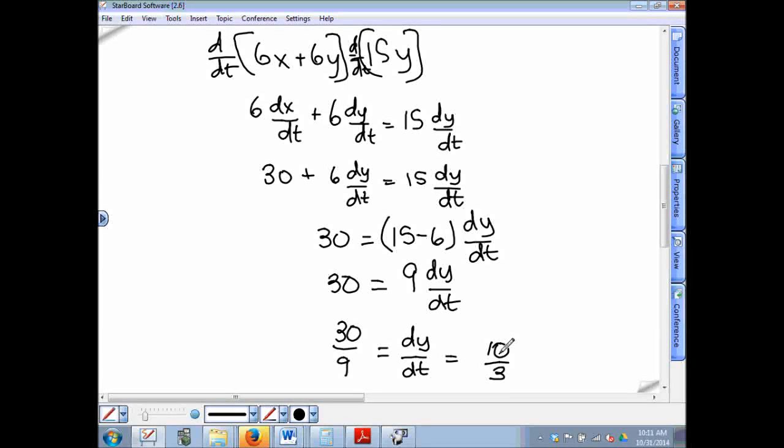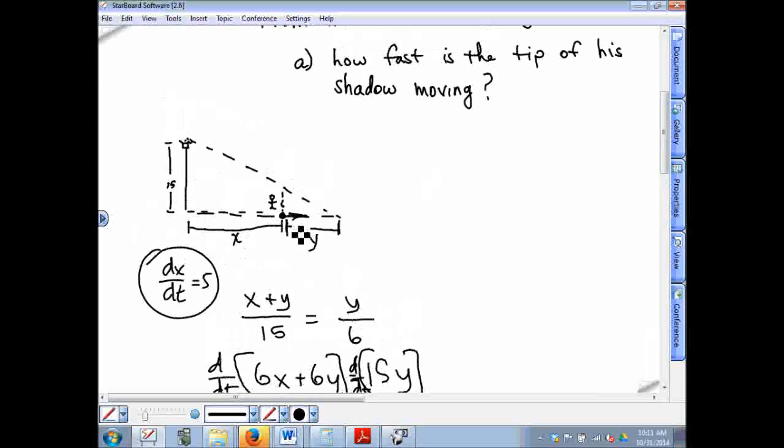Now hold on. I know dy/dt is 10/3, but that's not what I'm asking. What is dy/dt? If this is y right here, it's the rate that his shadow is lengthening out. But we want to know how fast the tip of the shadow is moving. Let me explain that one more time.